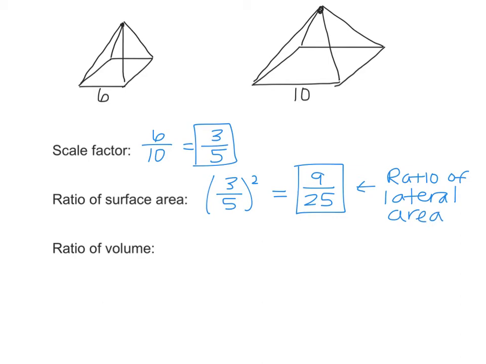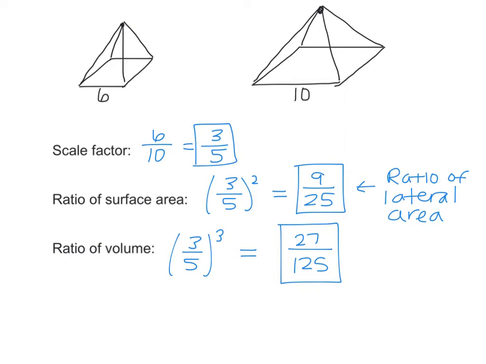scale factor. The ratio of my volume is just going to be the scale factor cubed, right? Area, we talk about units being squared. Volume, we talk about units being cubed. So that makes sense why we would cube it. So I would get 27/125, and that's my ratio of my volume.